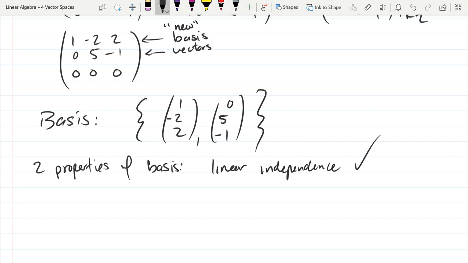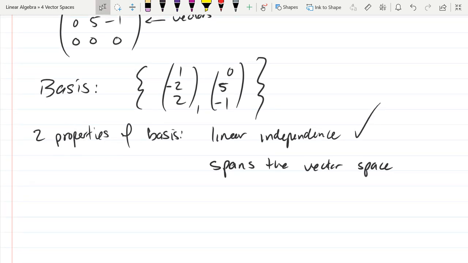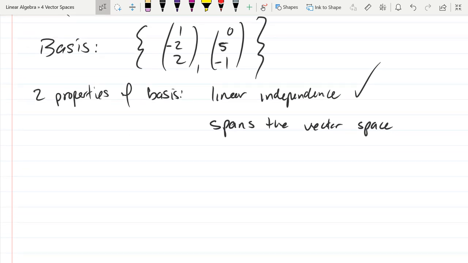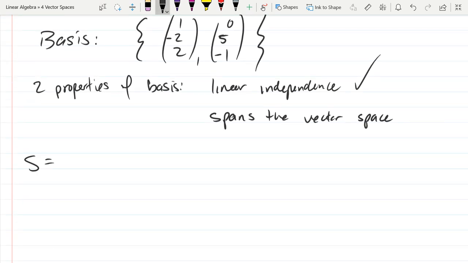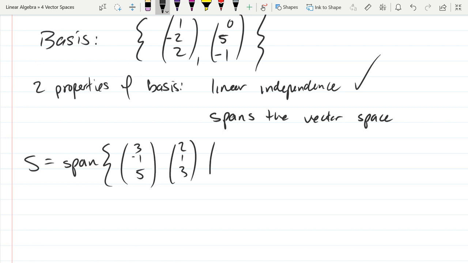So we have linear independence, and the second one is that it spans the vector space. All right, so we're going to check that it actually spans the vector space. Our set S is the span of the original three vectors: 3, negative 1, 5; 2, 1, 3; and 0, negative 5, 1.